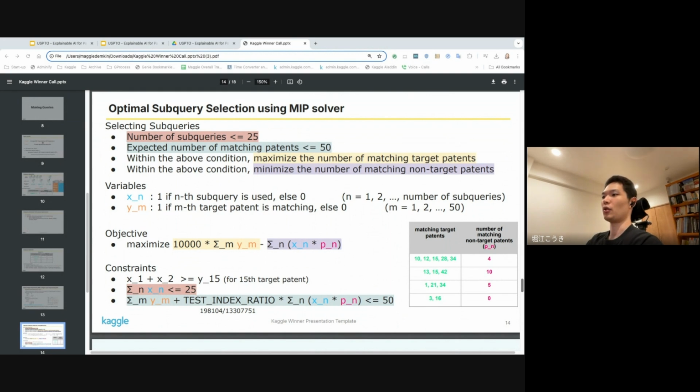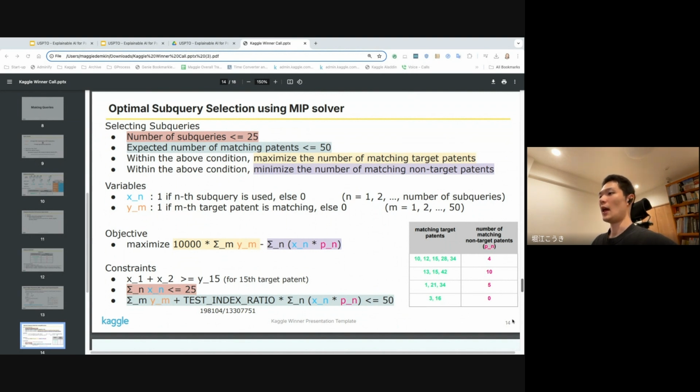So finally, how can subqueries be selected optimally using those solvers? The only thing needed is to put the problem into the same framework of ILP or MIP. To recap, the rules for selecting the subqueries were the 4 bullet points on the top. To reinterpret this problem as ILP, the following 2 types of variables are introduced, xn and ym, in the middle of the slide. xn is 1 if the n-th subquery is used, else 0, with n running from 1 to the number of subqueries generated, usually several thousands.